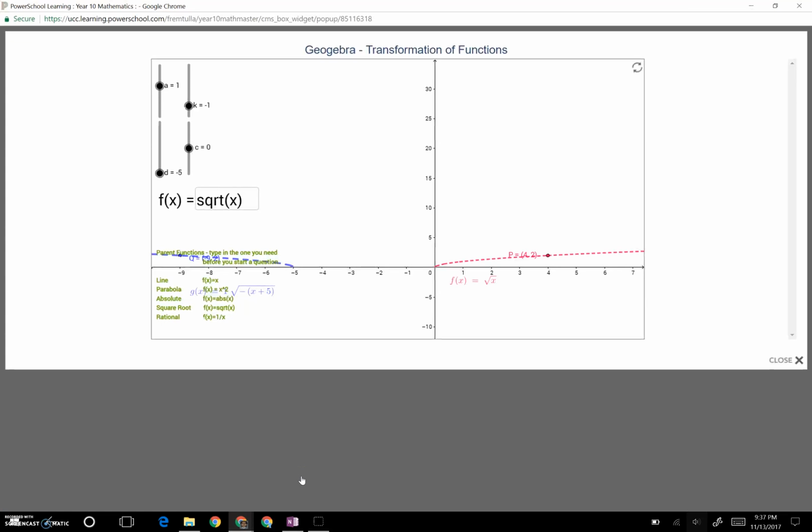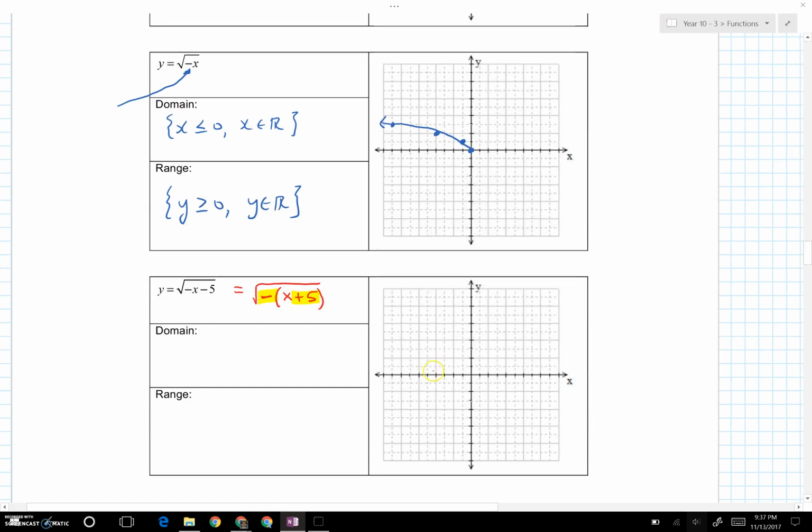So look here where my pointer finger is. It says negative outside and then x plus 5 in brackets. So notice it got reflected in the y-axis over here, and then it went 5 units to the left. Fantastic. So if I draw that here on my lovely diagram so that I have something to show for myself.